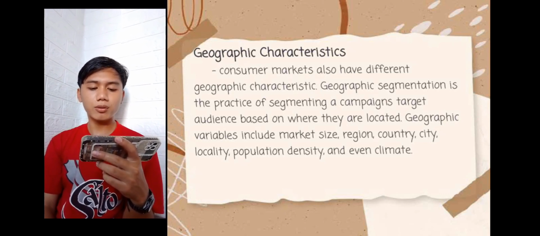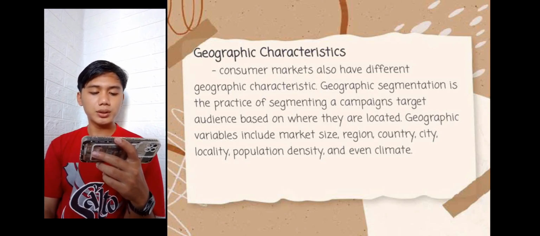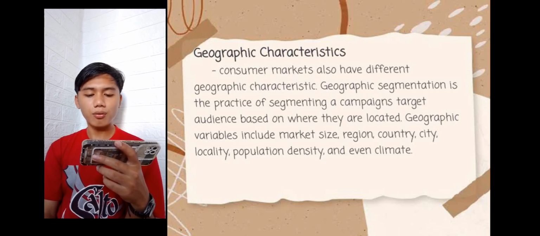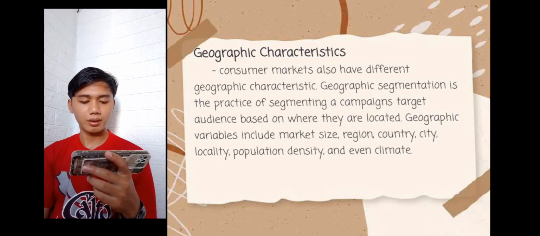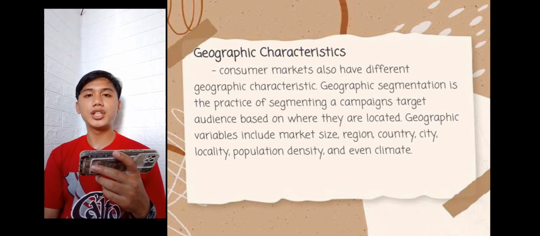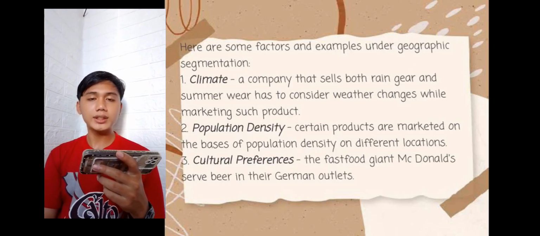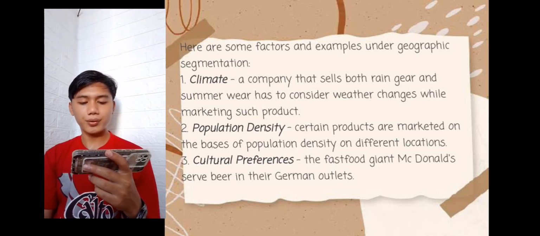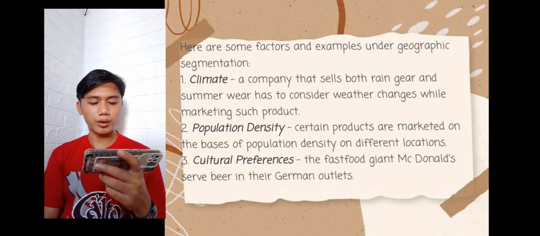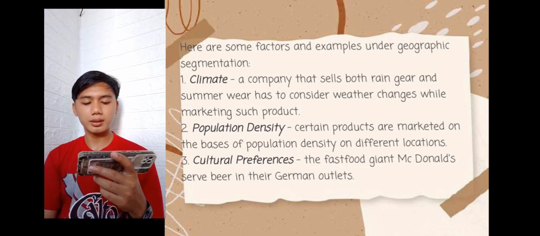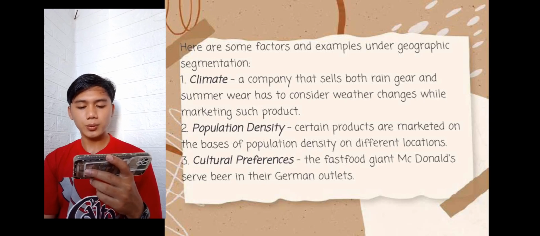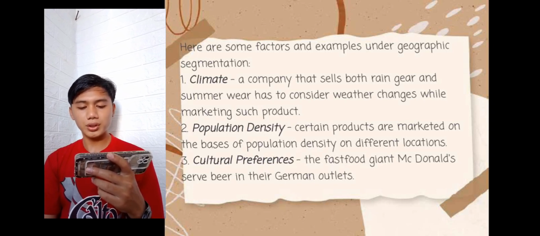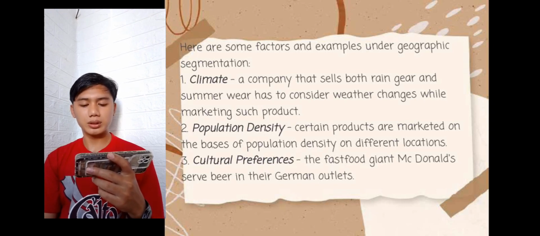Geographic segmentation is helpful for big and small businesses alike. Large businesses with international markets may decide to offer products or services particularly for consumers in an exact location. Here are some factors and examples under geographic segmentation. First, climate. A company that sells both rain gear and summer wear has to consider weather changes while marketing such products. It has to focus on marketing rainwear in rainy regions and summer wear in places with hot weather. This strategy is mainly applicable for those sellers who have customers in various locations with different climatic conditions.